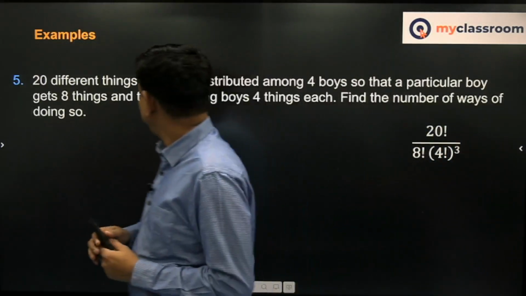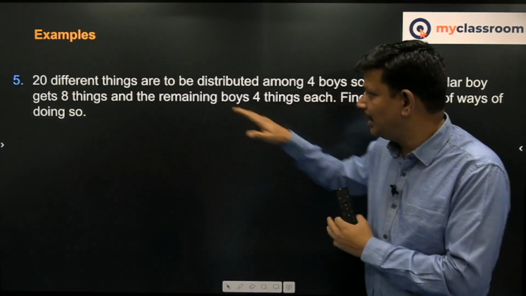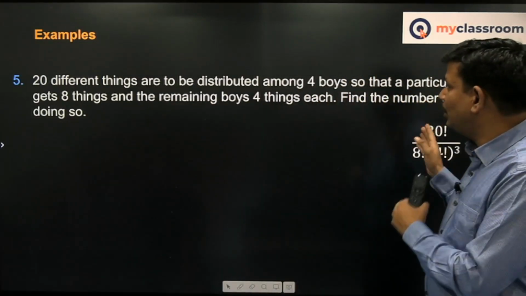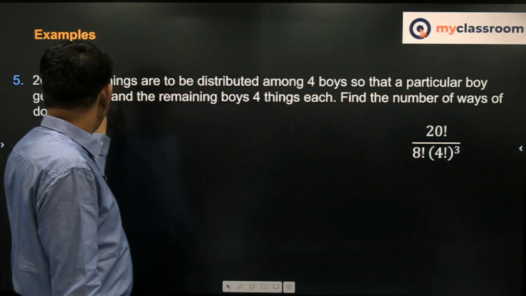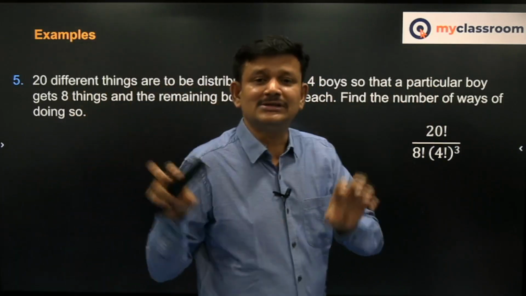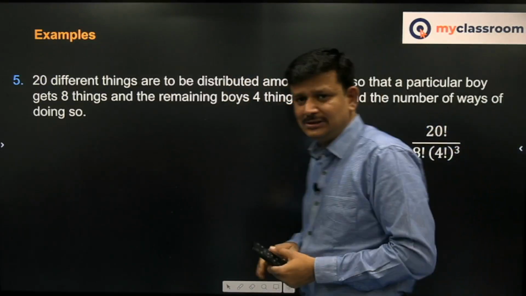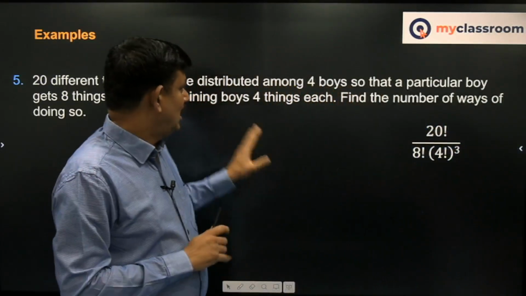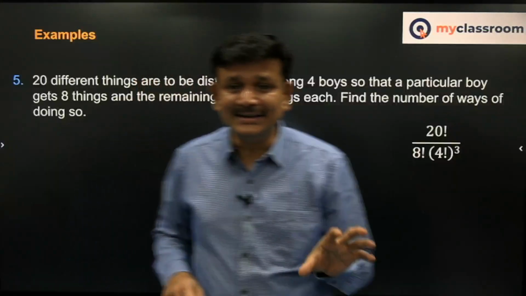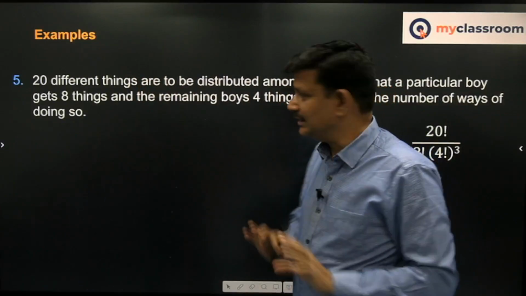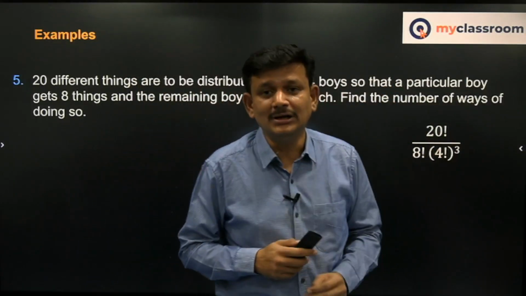Another one, 20 different things are to be distributed among 4 boys such that a particular boy gets 8 things and the remaining boys get 4 things each. So, a particular boy is getting 8 things. So, part of them are unequal sizes and part of them are equal sizes. So, how many of the boys are getting equal number of things? 3 boys. And because you are distributing among boys, they are not identical. So, equal or unequal does not matter. Simply the question would be 20 factorial by 8 factorial into 4 factorial whole cube.